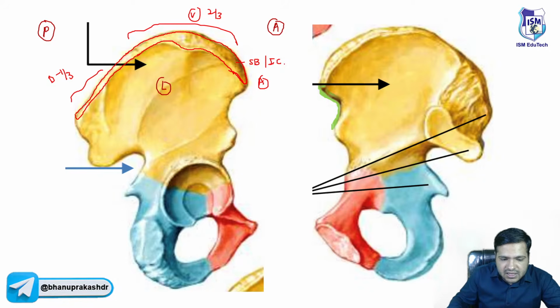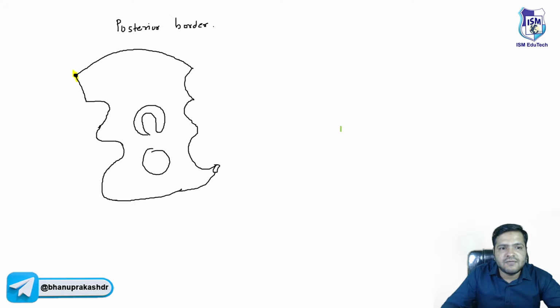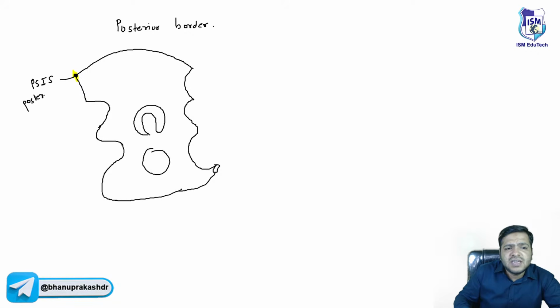Then it will form the posterior inferior iliac spine, right? And this is a notch, and that is called the greater sciatic notch. Remember the upper border of the greater sciatic notch. The posterior superior iliac spine is at the back, beta, come to the posterior side. Posterior superior is towards the upper side. Which bone is it part of? The iliac bone, iliac spine.